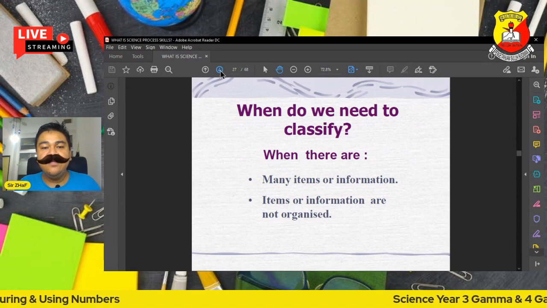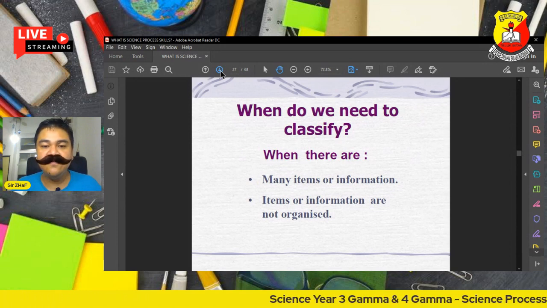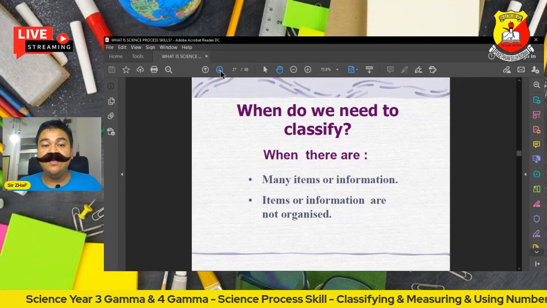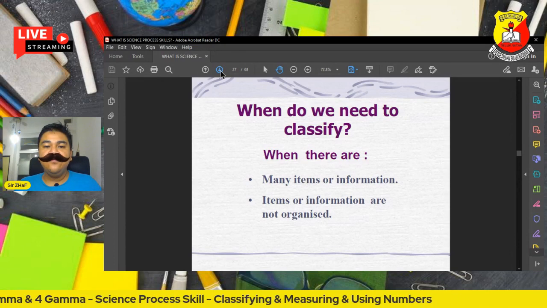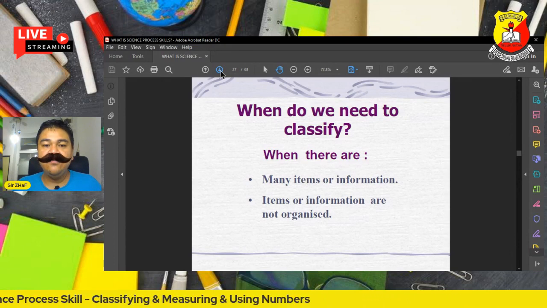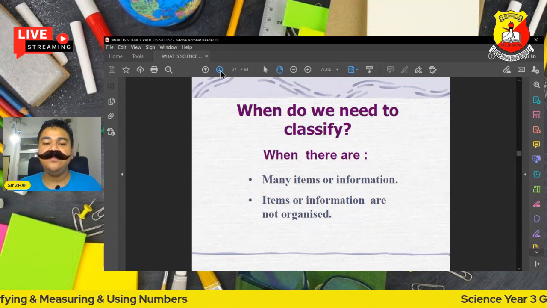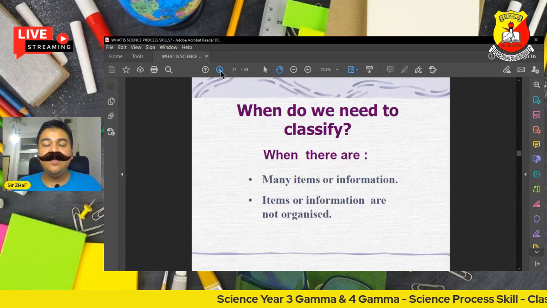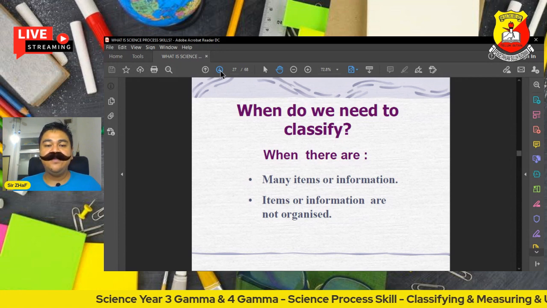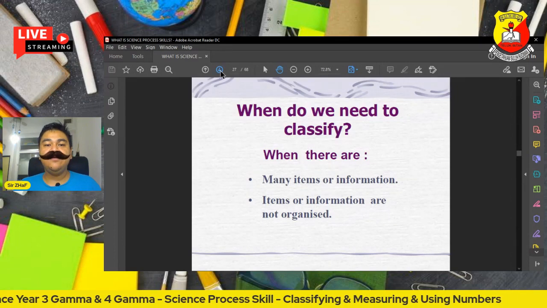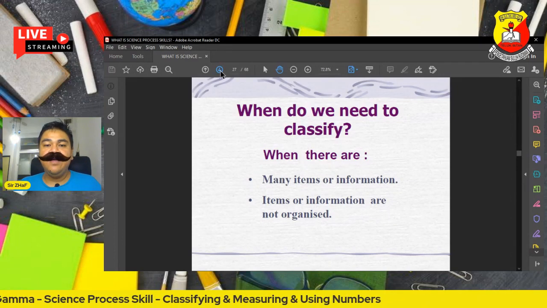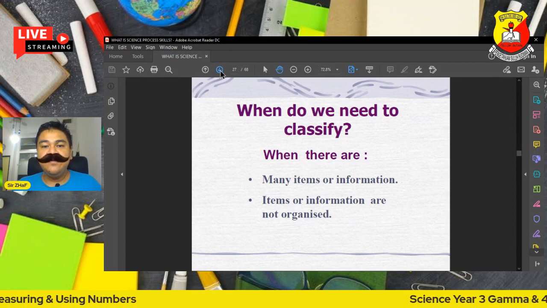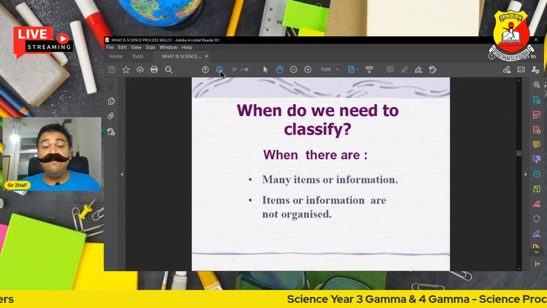When do we need to classify? You need to classify when there are many items or information. For example, the students in your class. Why do we classify the students in your class? Because there are many students, so we need to classify each of you into a group. Maybe a group by gender, girls or boys. A group of races.